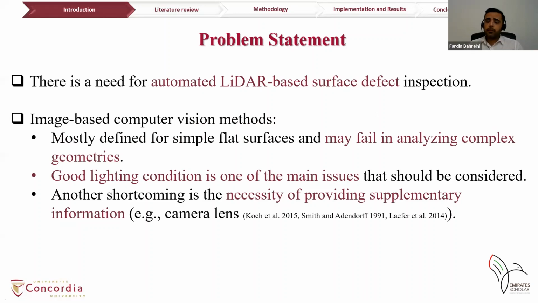Moreover, image-based computer vision has some limitations. For example, they are mostly defined for simple flat surfaces and may fail in analyzing complex geometry. Good lighting condition is one of the main issues that should be considered in these methods, and another shortcoming is the necessity of providing supplementary information, for example, camera lens information or focal length information.